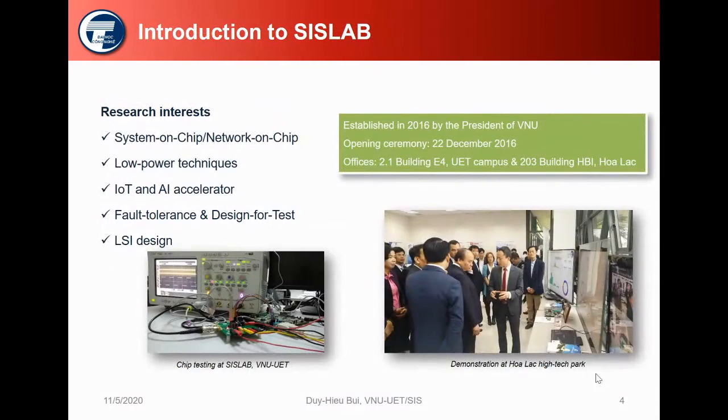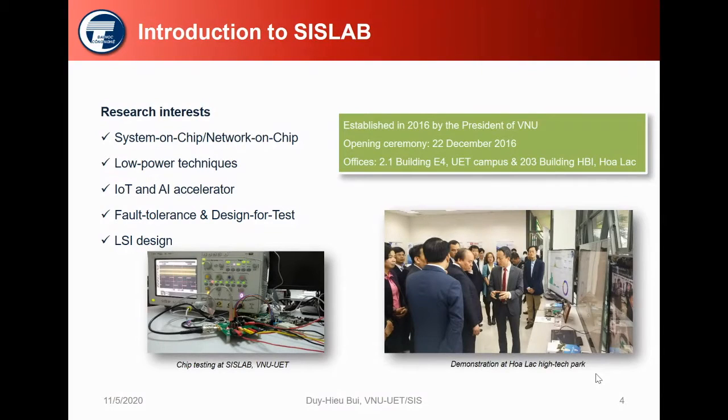So our lab is VNU, Vietnam National University Key Laboratory, focusing on system on chip and network on chip design, low power technique, IoT and AI accelerator. We also focus on fault tolerant and design for tests, and in general, it's very system integration design. So our lab was established in 2016 by the president of VNU, and along with that, we have funding for software tool and hardware tool for prototyping.